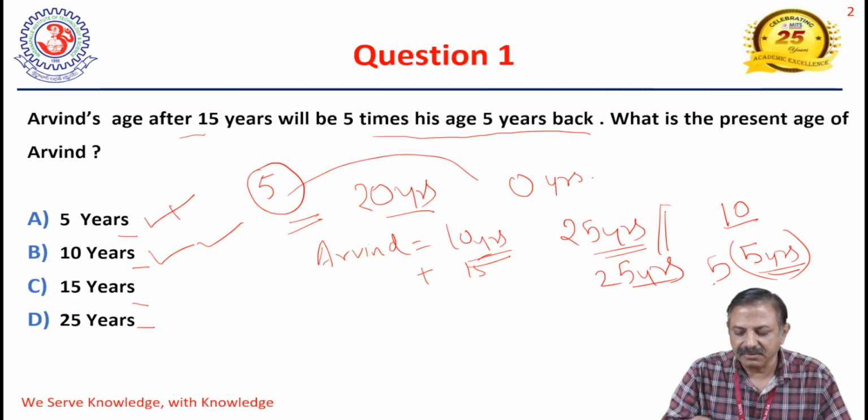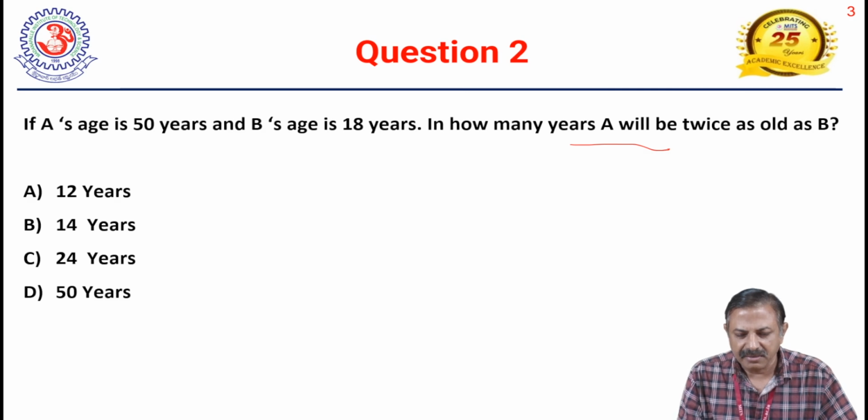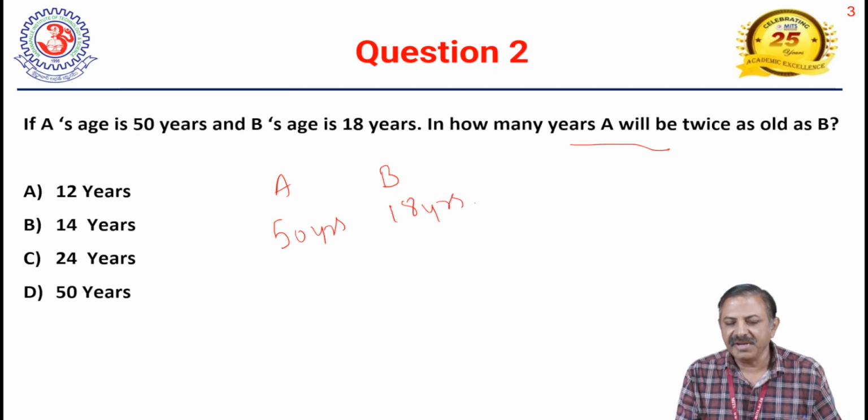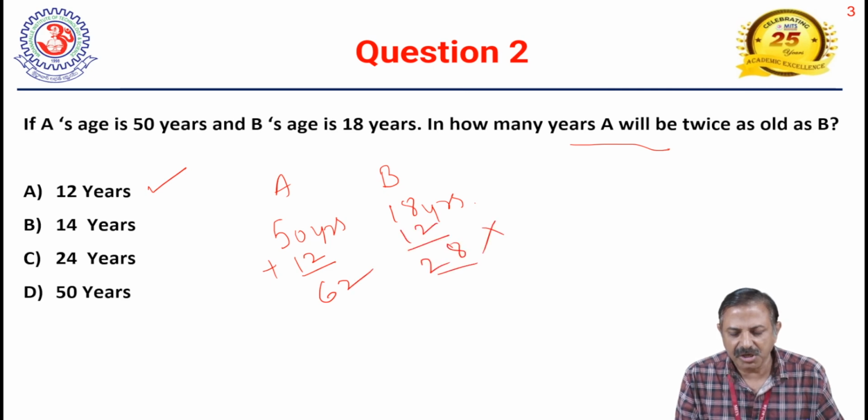Let us see the next one. Question number 2. A's age is 50 years. B's age is 18 years. In how many years will A be 2 times as old as B? So I am taking A and I am taking B. A is 50 years old. B is 18 years old as given in the question. In how many years will A be 2 times? If I take the first option, 12, we add 12 to this, it will become 62. We add 12 to this, it will become 30, but it is not 2 times.